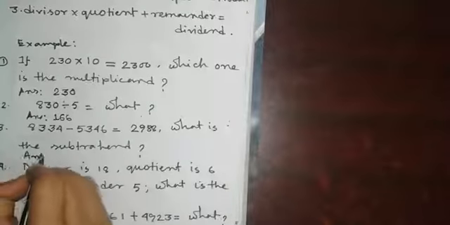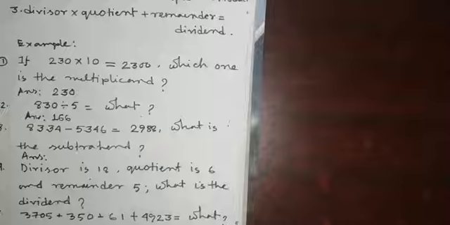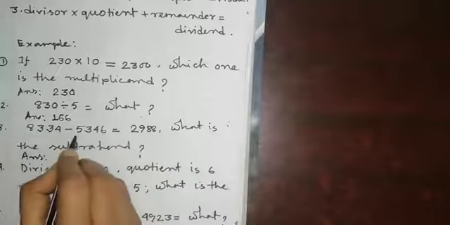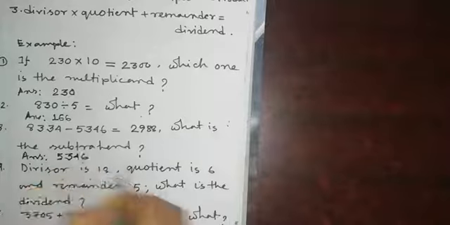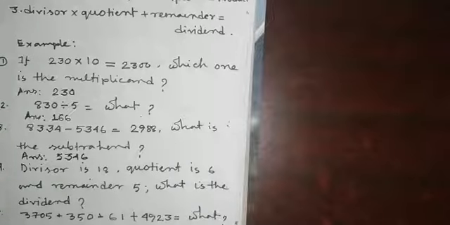So what will be the answer? Can anyone write down what the answer is? Which one is the subtrahend in this subtraction? 5,346 is the answer, isn't it? So our answer is 5,346.